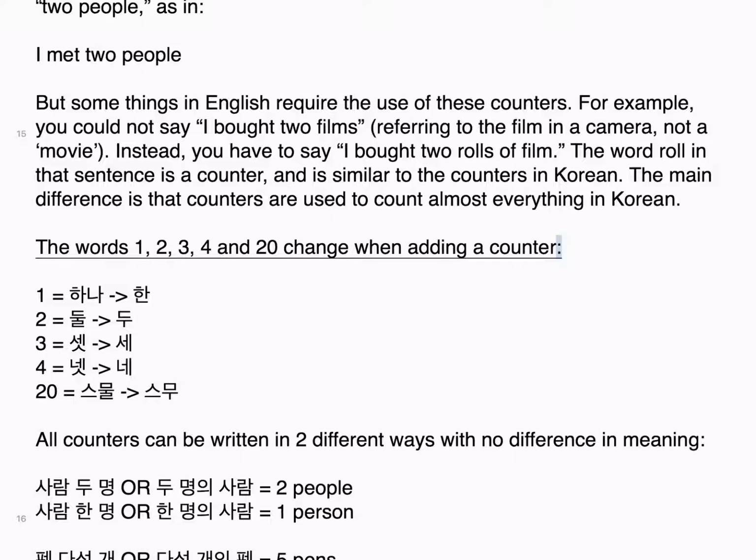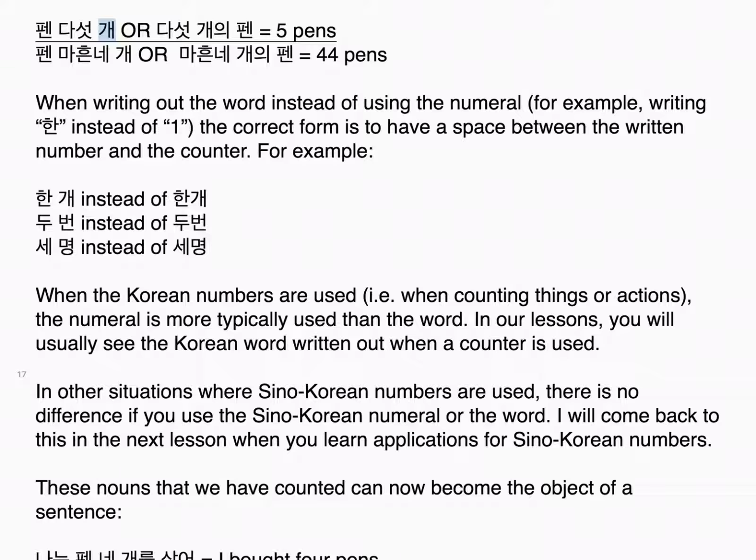1 equals 하나, 한; 2 equals 둘, 두; 3 equals 셋, 세; 4 equals 넷, 네; 20 equals 스물, 스무. All counters can be written in 2 different ways with no difference in meaning. 사람 2명, or 2명의 사람, 2 people. 사람 1명, or 1명의 사람, 1 person. 펜 5개, or 5개의 펜, 5 pens.